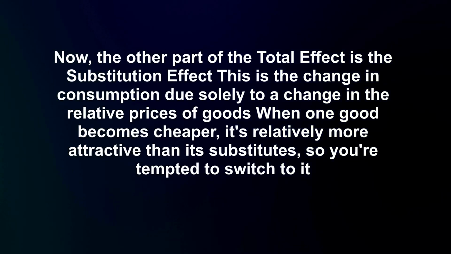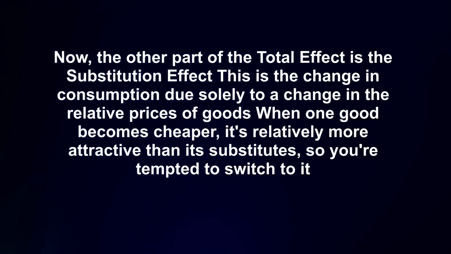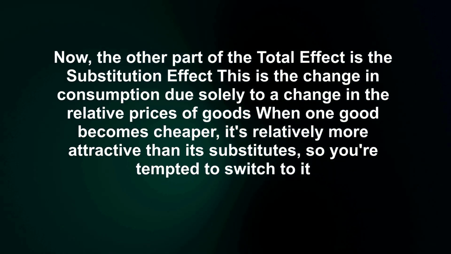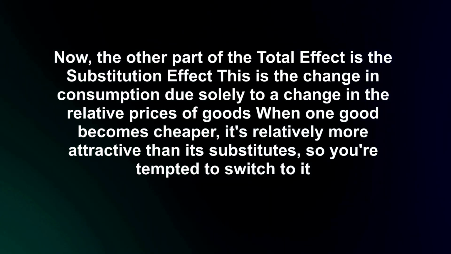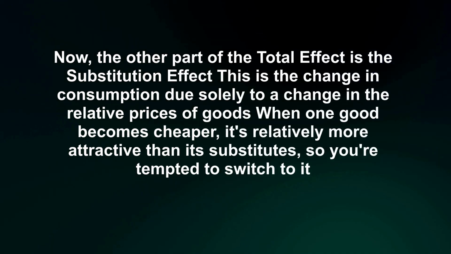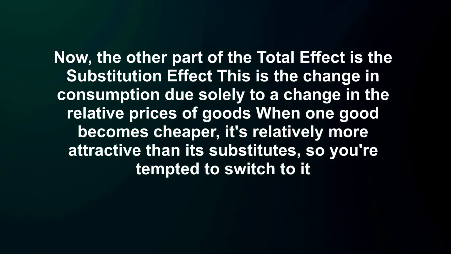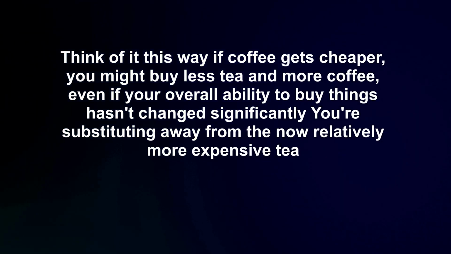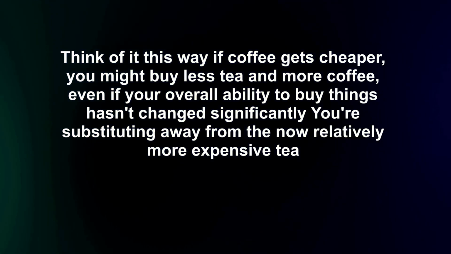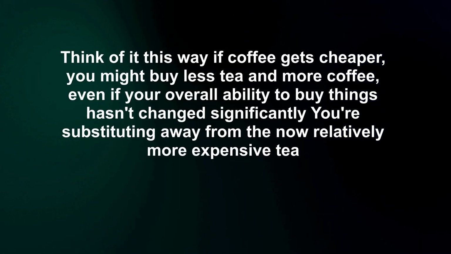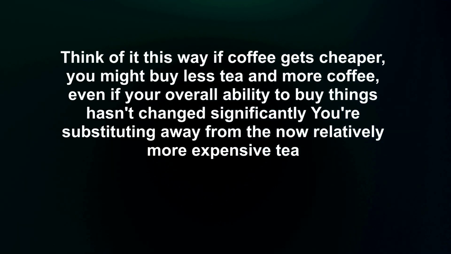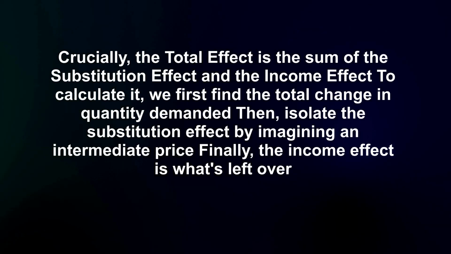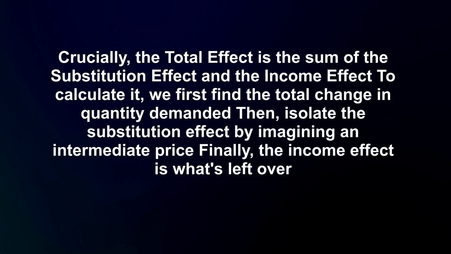Now, the other part of the total effect is the substitution effect. This is the change in consumption due solely to a change in the relative prices of goods. When one good becomes cheaper, it's relatively more attractive than its substitutes, so you're tempted to switch to it. Think of it this way: if coffee gets cheaper, you might buy less tea and more coffee. Even if your overall ability to buy things hasn't changed significantly, you're substituting away from the now relatively more expensive tea. Crucially, the total effect is the sum of the substitution effect and the income effect.